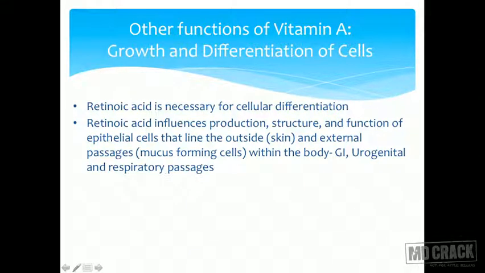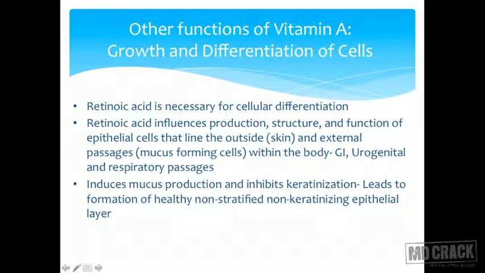Retinoic acid influences production, structure and function of epithelial cells that line outside, that is skin, external passages, like mucus forming cells within the body. And within the body it is involved in the gastrointestinal tract, urogenital tract and the respiratory passages. So everywhere, wherever there are mucus forming cells, wherever there are epithelial cells, retinoic acid is required. So what we call it induces mucus production and it inhibits keratinization. It leads to the formation of a healthy, non-stratified, non-keratinizing epithelial layer. This is absolutely necessary in the GI, urogenital and respiratory passages, where it has a very important role in forming a non-stratified, non-keratinizing epithelial layer.